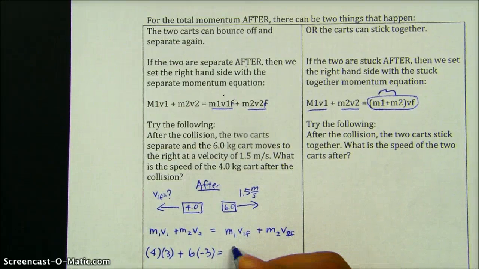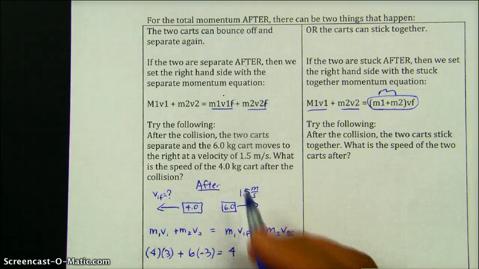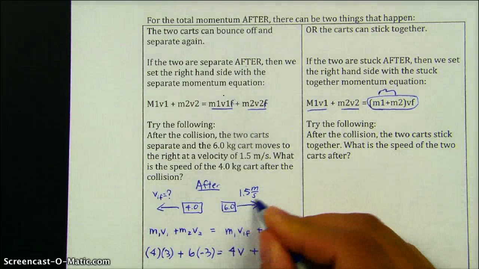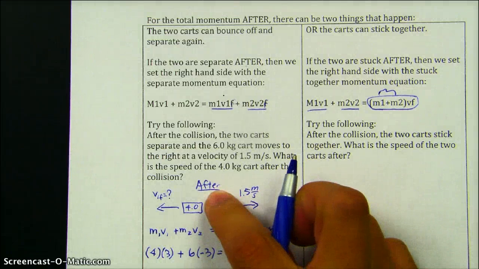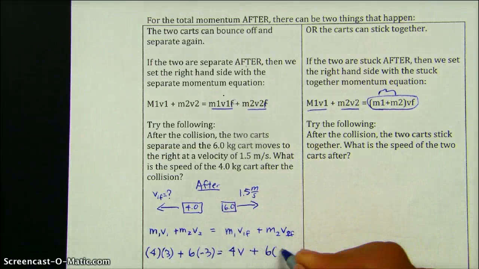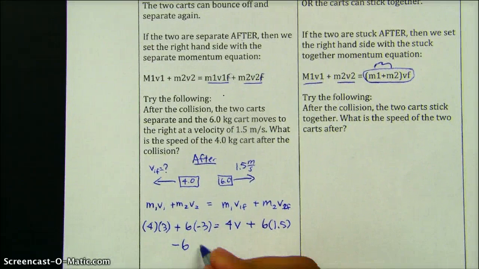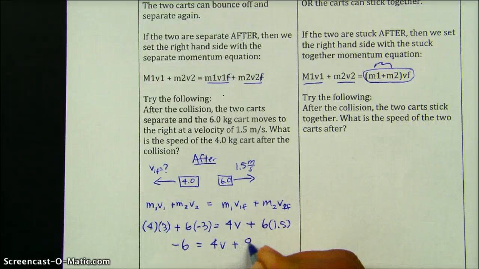Now let's do the second one, which is the after side. So we know here that m1 is still 4, but we don't know what this is, so we're going to put a V here, plus m2, which is still 6, and we're given the after. Remember, this is after the collision, so we put this 1.5 on the right-hand side. Great. We already knew that on the left-hand side it's -6, and on the right-hand side we have 4V plus 9. So we go through and do that.